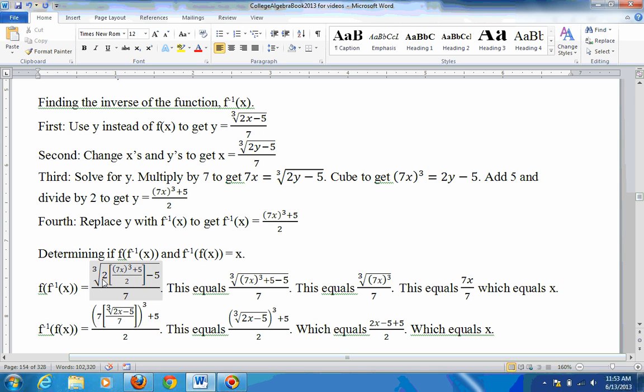Then what happens is the 2's cancel out, so you're left with this. Now the plus 5 and minus 5 cancel out, so you're left with this. The cube root and the cube cancel out, so you're left with 7x over 7, and the 7's cancel out, and you're left with x.